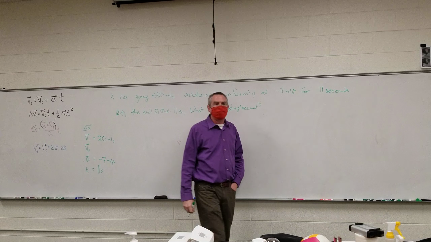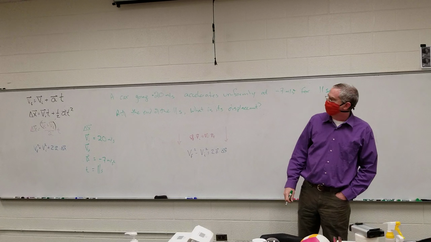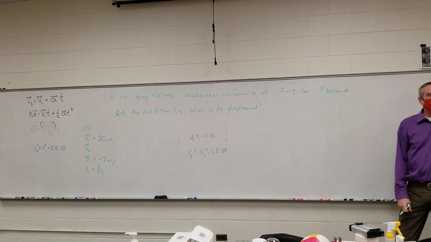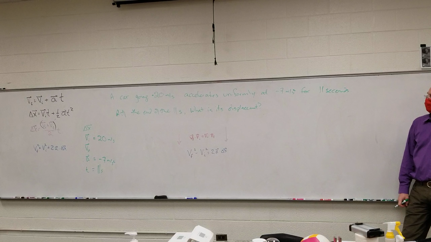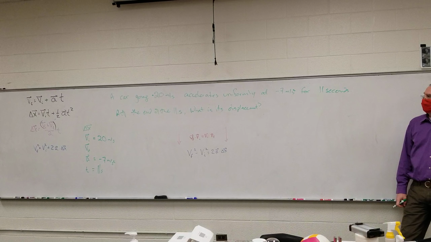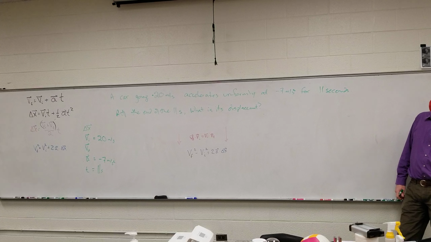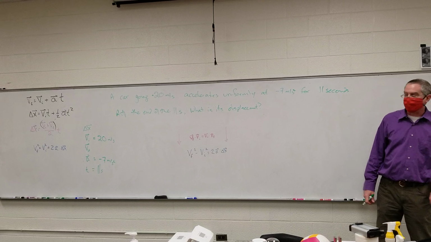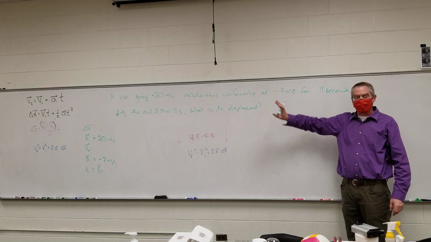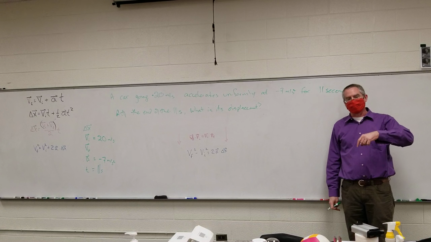We also know our V final, don't we? It says it accelerates uniformly, so after the 11 seconds, we know that the V final is gonna end up being negative 57 meters per second, but we'll get there. Basically, what I'm starting with is just what's in the problem itself. Now we can calculate other things.